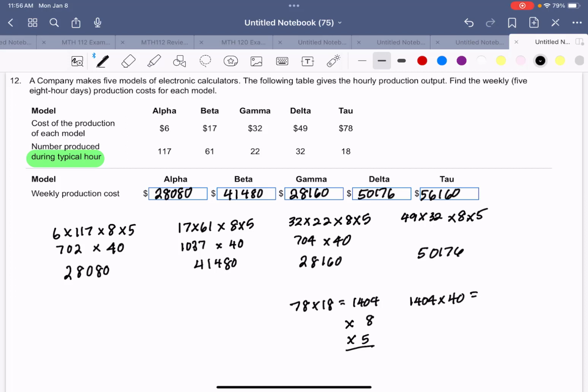The cost of the tau calculators is $56,160. Now, they didn't ask us, but if they wanted the total cost for the week, we would have to add all of these together.